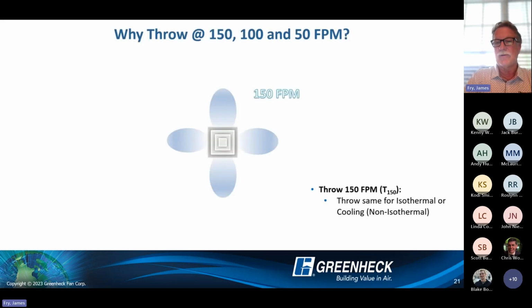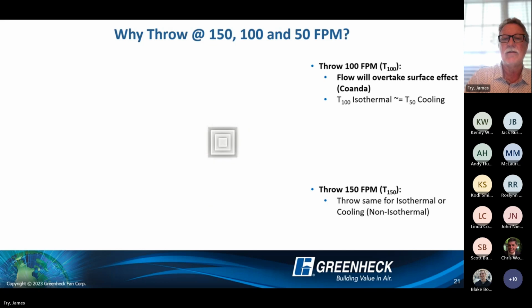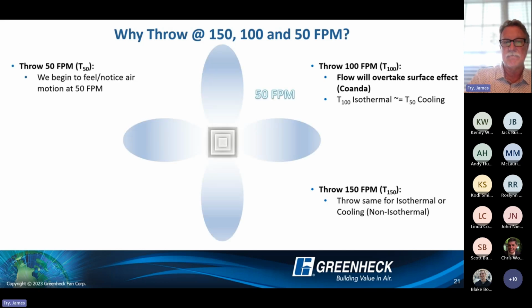Why it's so important. Here's an example of a ceiling diffuser discharging in a 4-way blow at 150 feet per minute, and at 100 feet per minute, and then at 50 feet per minute. All this data is cataloged and logged in isothermal air.